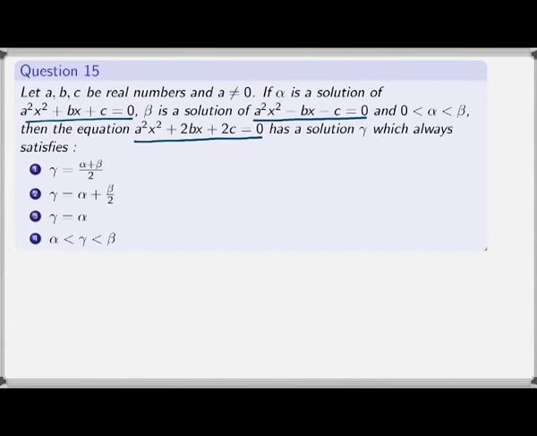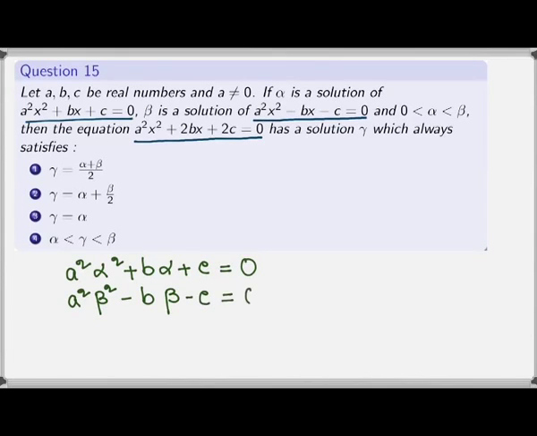Our job is to find out what are the properties satisfied by a solution of the third quadratic equation. Since alpha is a solution of the first quadratic equation, we have a square alpha square plus b alpha plus c is equal to 0, and since beta is a solution of the second quadratic equation, we have a square beta square minus b beta minus c is equal to 0.